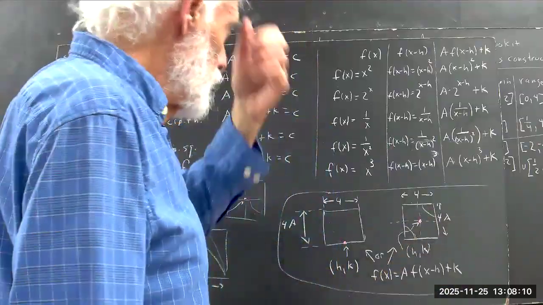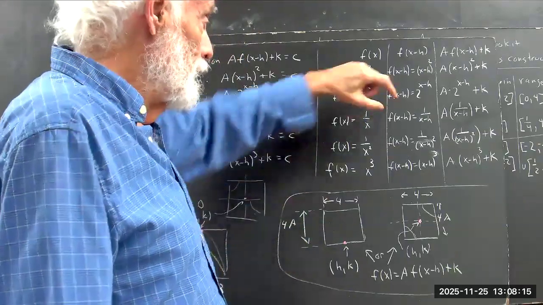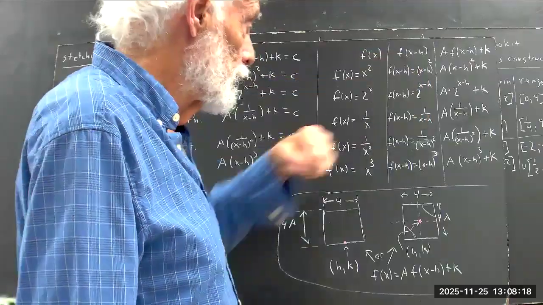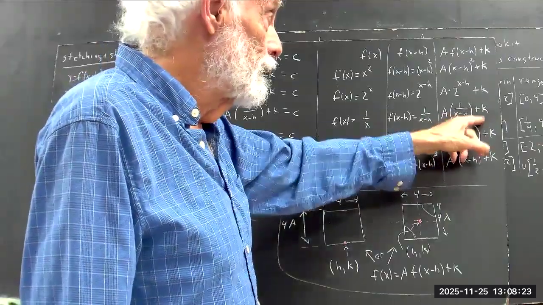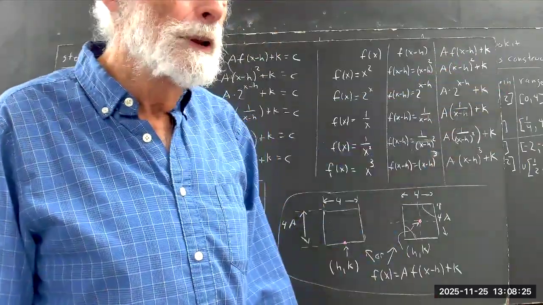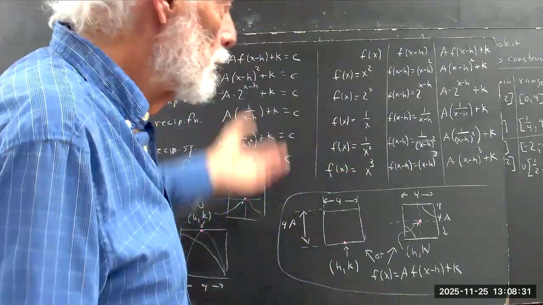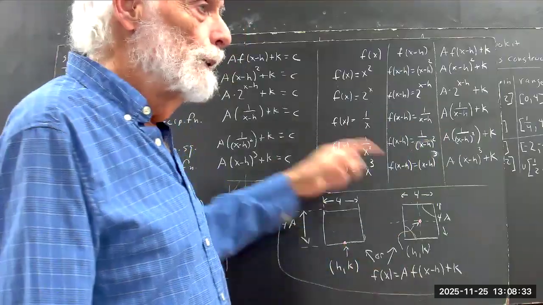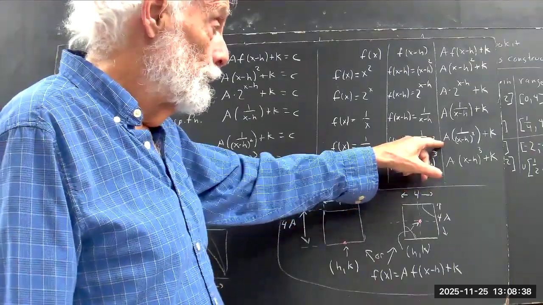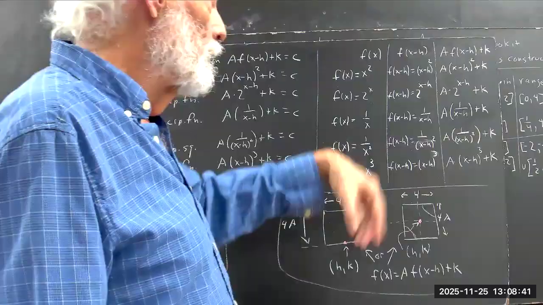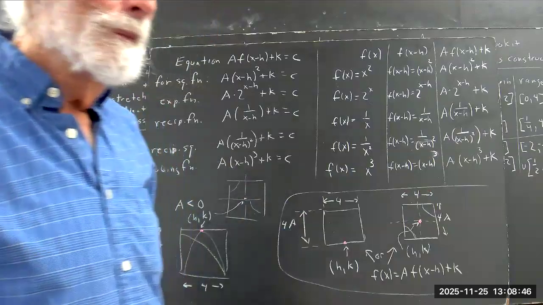Okay. If f of x is 1 over x, then you replace both x's by x minus h, and it becomes f of x minus h equals 1 over x minus h. Then you put an a in front of that and add k, and you have your transformed function. If it's 1 over x squared, well, you do the same thing. It's getting old. You replace x by x minus h, and you get this. And then you put an a in front of it and add k, and there's your function. If it's x cubed, well, you do the same thing. Okay.